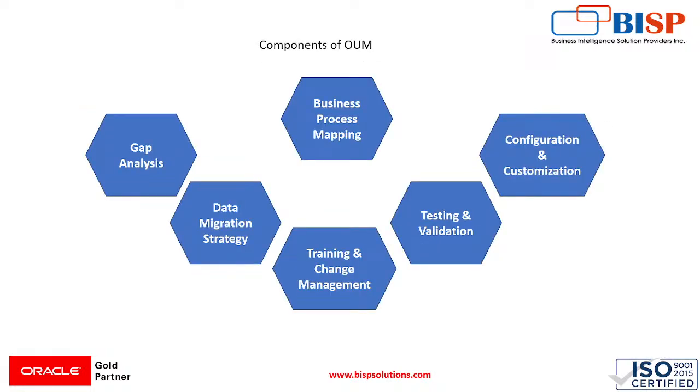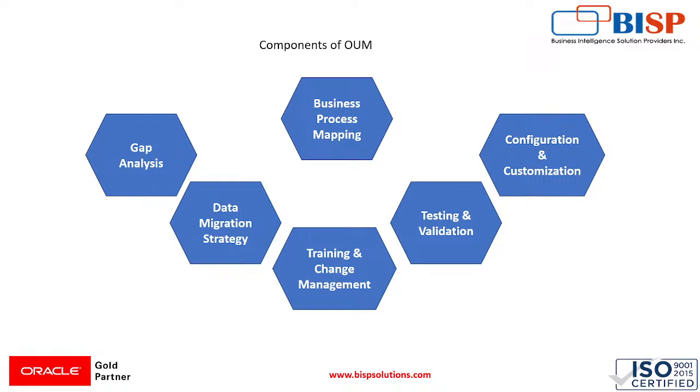What are the components of OUM? Here you can see these are the key components of OUM. The first component of OUM is business process mapping. We have to ensure business processes align with Oracle Fusion financials. Here we have to map the output that we are receiving from the source system, here QuickBooks, to the target system, so that the maps correlate to each other.